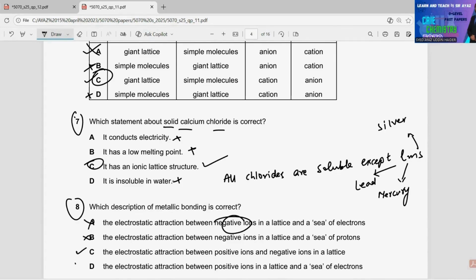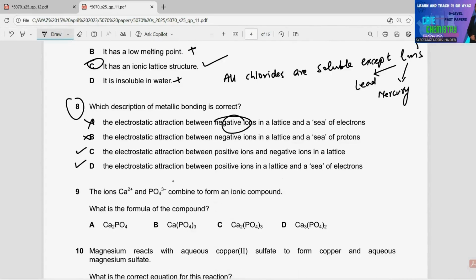Either C is correct or D is correct. One of these is the correct response. I am reading the statement. C, the electrostatic attraction between positive ions and negative ions in a lattice. This is incorrect. You have sea of electrons, not negative ions. So D must be the right answer in this case.